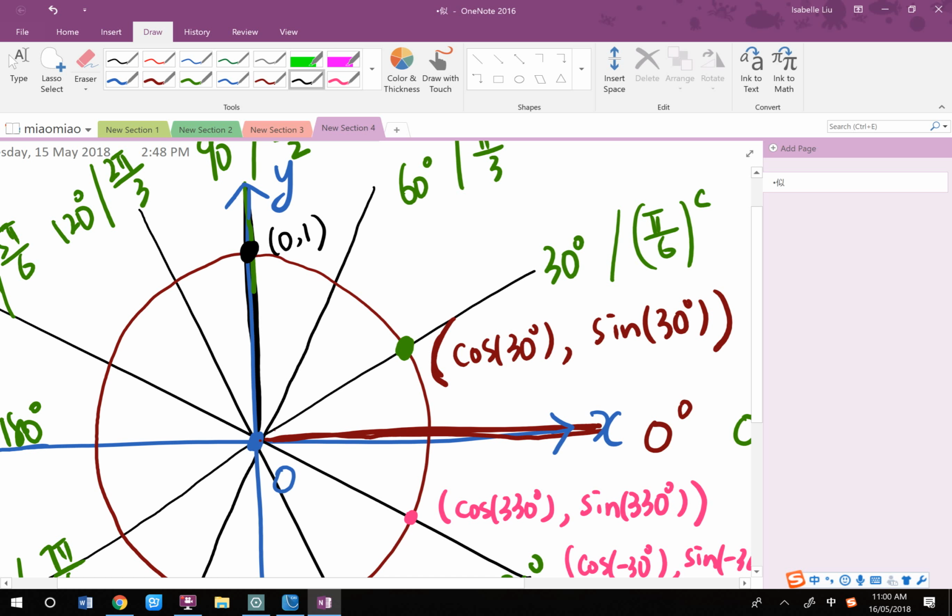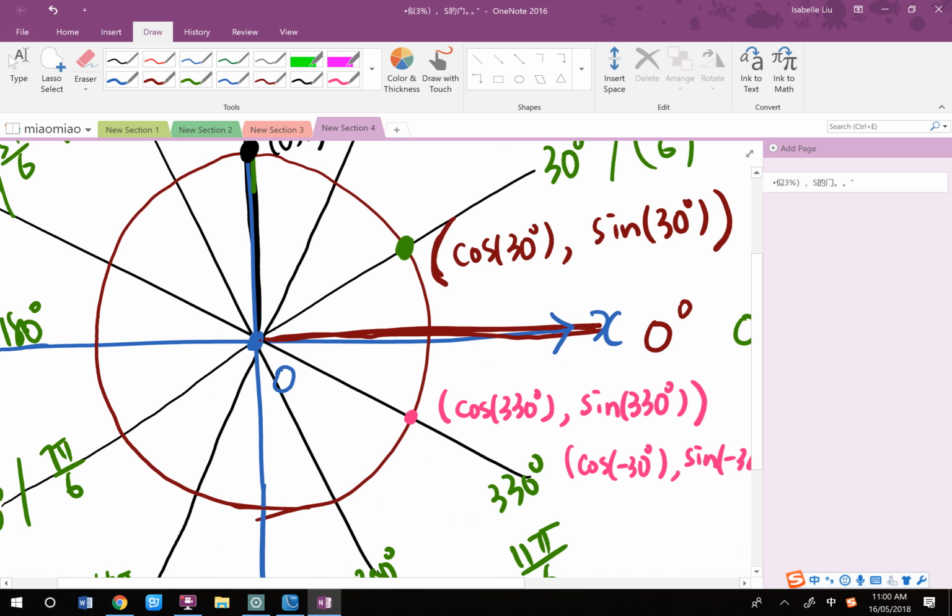Okay. Remember, is x the cosine or the sine value? X is cosine, and y is the sine value. So what angle is this one? 90, right? So 0 is cosine 90 and 1 is sine 90. Okay, that's how we worked out why it's a special thing.